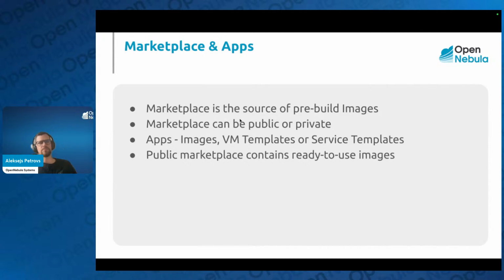Now, it's all good. Having a virtual network is fine, but obviously, what's the whole point of having virtual networks if there is nothing to deploy? And for that, we have a marketplace. Because you can create an image yourself, but you also can use pre-built images. And the marketplace would be the source of these pre-built images.